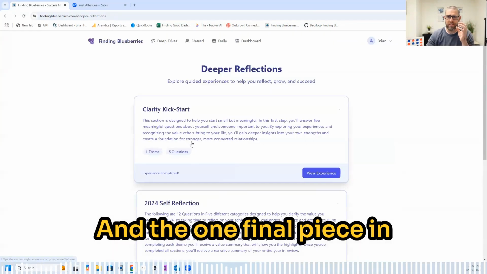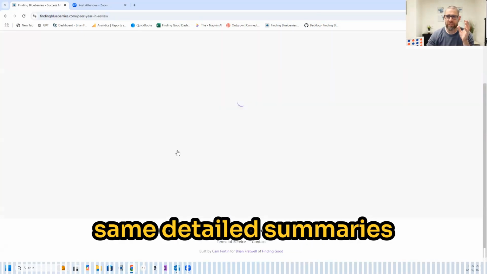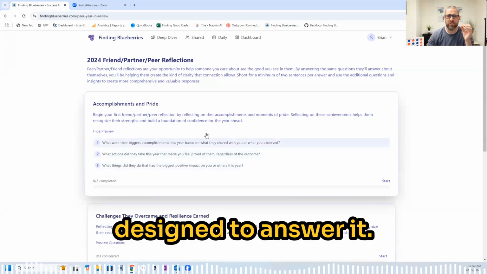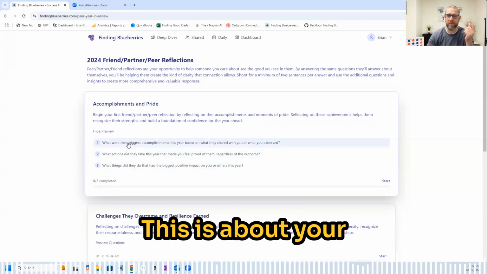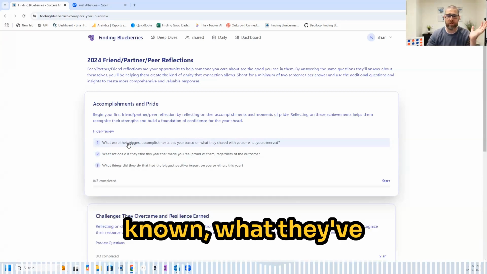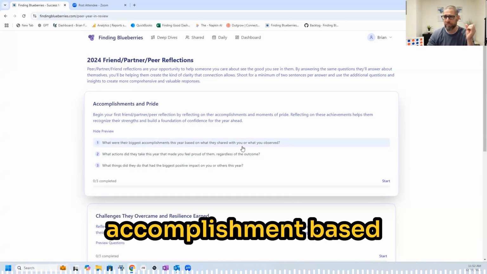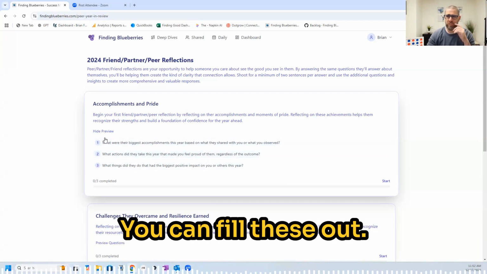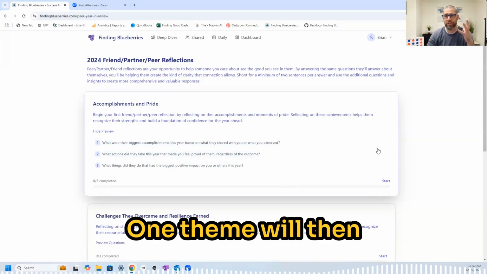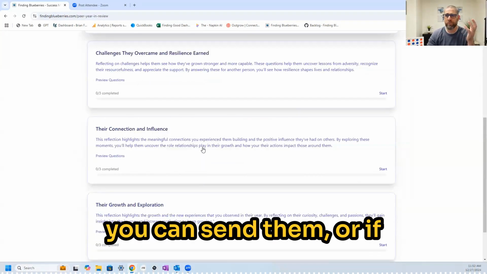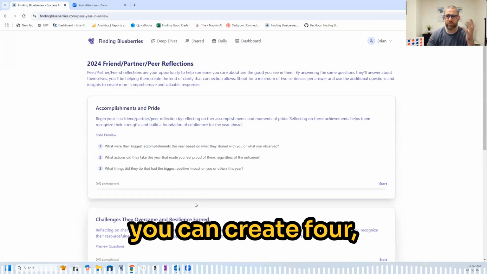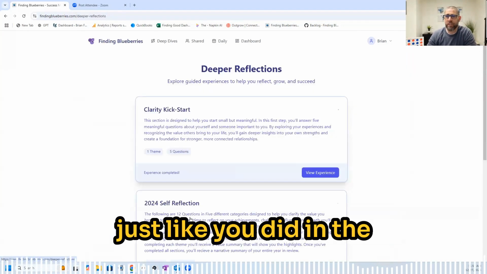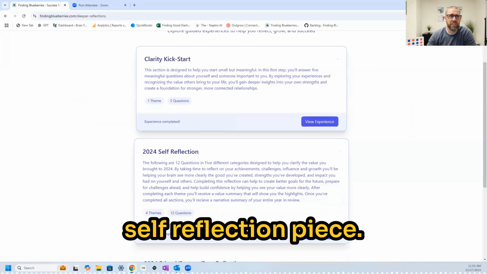And then one final piece in this is you can create the same detailed summaries for someone else. Now, these questions are designed to answer it. So this isn't a shared experience. This is about your observation, what you've known, what they've told you about, right? What is their biggest accomplishment based on what they've shared? What actions did they take that made you feel proud? You can fill these out. One theme will then create a summary that you can send them. Or if you do all 4 themes, you can send them 4 summaries or the master summary, just like you did in the self-reflection piece.